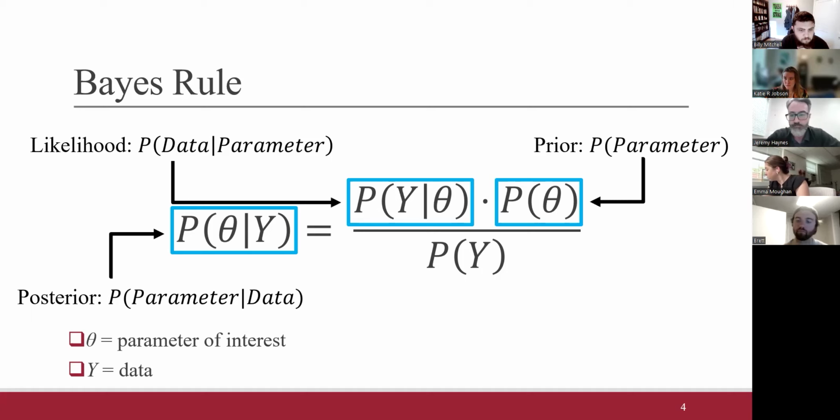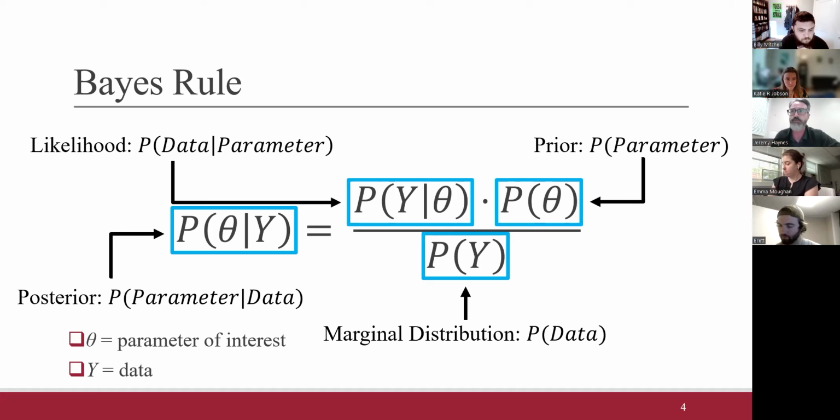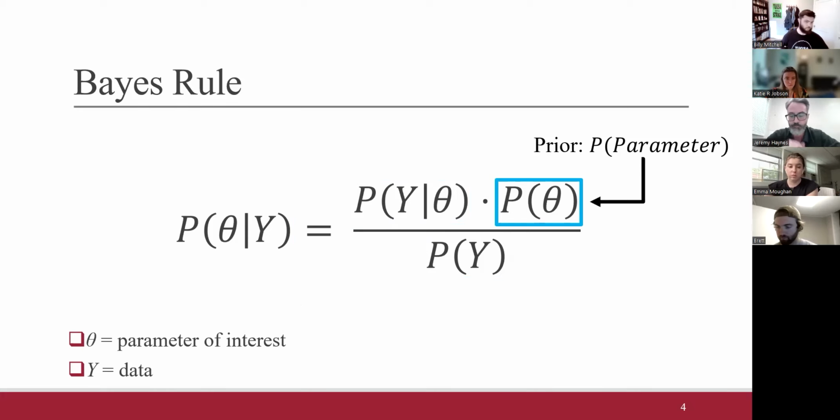And then all of this is divided by what is called the marginal distribution. Another term for it is the evidence, and this is just the probability of the data. I'm going to talk a little bit about some of these in more detail. The first one I want to talk about is the prior.